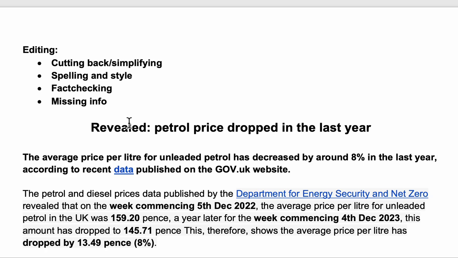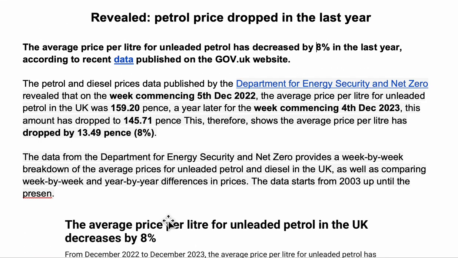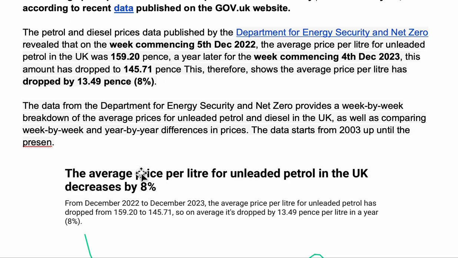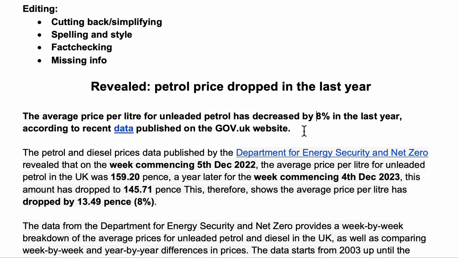And let's just add a comma there. The average price per litre for unleaded petrol has decreased by around 8%. Well, if it's 8%, it's 8%. If we're rounding up, then that's fine. We can give a specific figure later, and actually we don't here. So everywhere else in this article, we're saying 8%. So let's just say 8%. Make it concrete.